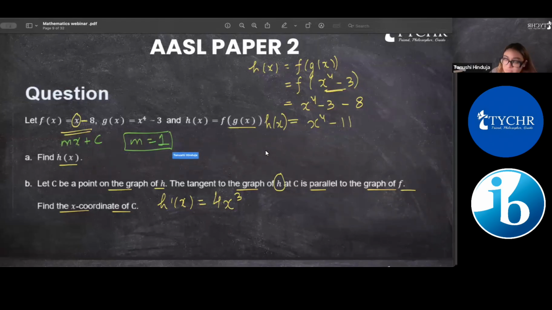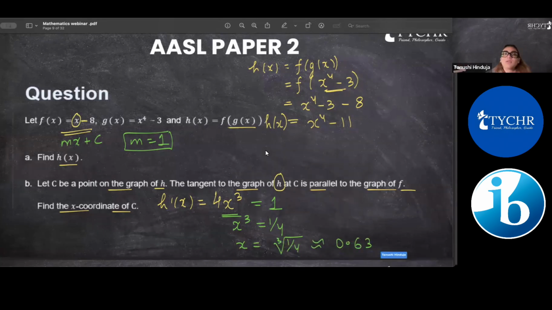That means we want the derivative to be equal to 1, which gets us x cubed equals 1 over 4, which gives us x as the cube root of 1 over 4. And they want the exact answer here, so you'll use your GDC to get the decimal, which will turn out to be, to three significant figures, 0.63. So that would be the answer.